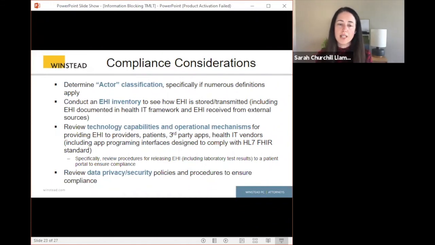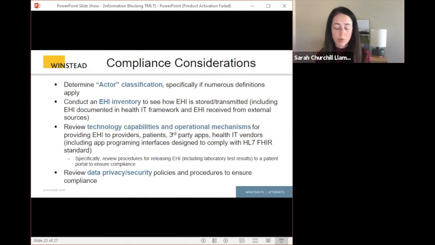So I think you could also make an argument that certain more sensitive tests you really want the provider to look at before and maybe even talk to the patient before the patient sees that. And that would be a case-by-case determination, but these are just things to think about. How do you normally handle your lab results? And then obviously, a lot of this is going to come down to your data privacy and security policies.